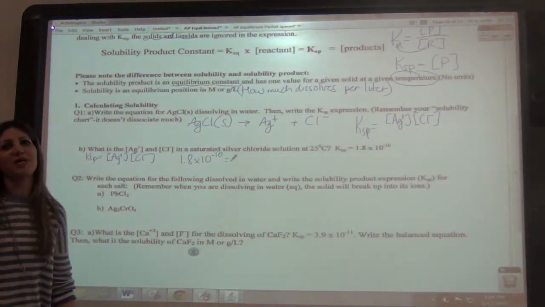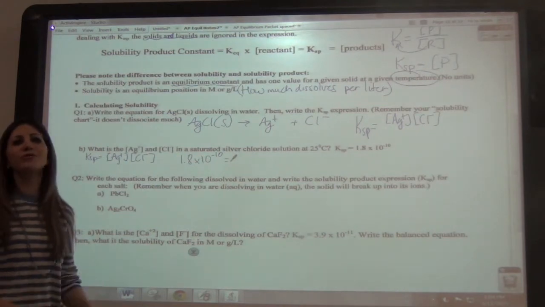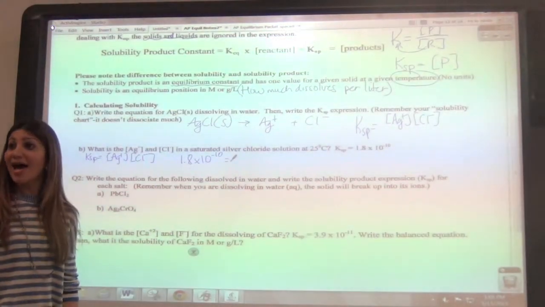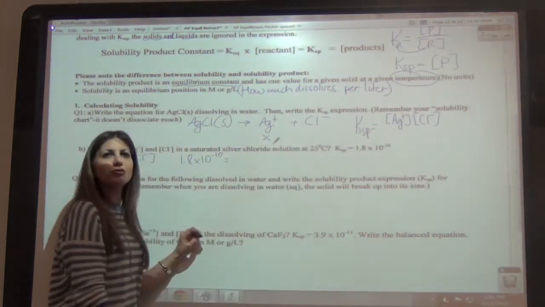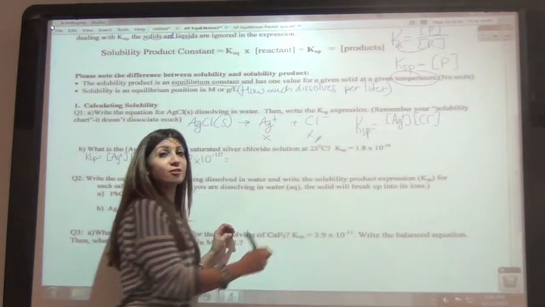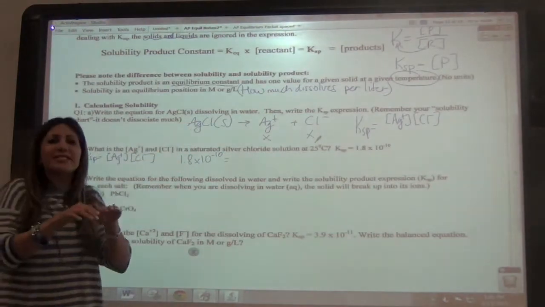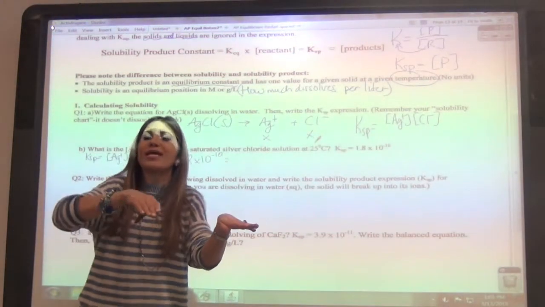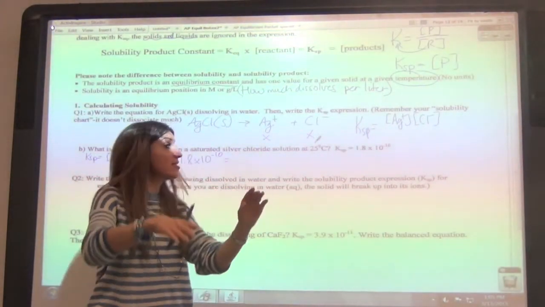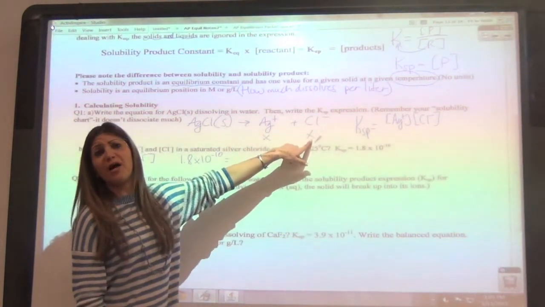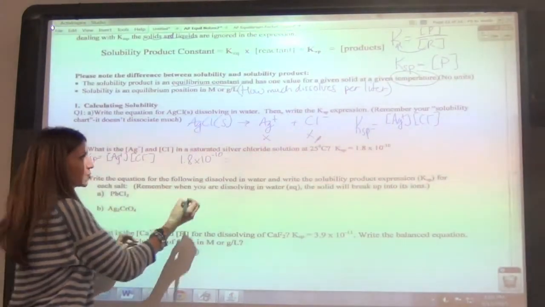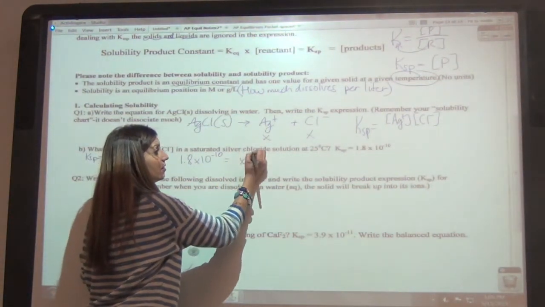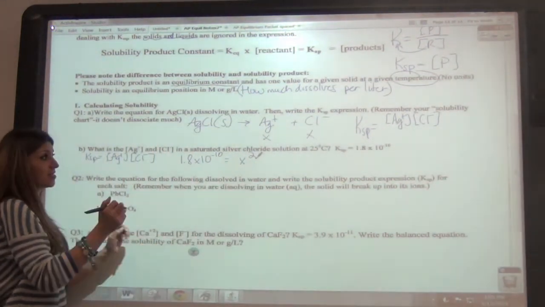All right, they're not giving me any more information. What do you use if you don't have any numbers to use? X. Awesome. And if I call this X, then what would you call that? X. Perfect. Because when AgCl breaks up, it's going to break up equally into Ag plus and Cl minus. If there were 2 there, what would you be calling that? 2x. Awesome. So now watch what happens. Well, it's x times x, which is x squared, right? X times x is x squared.